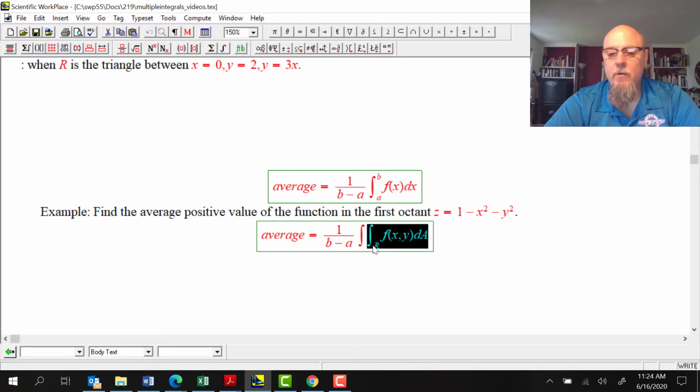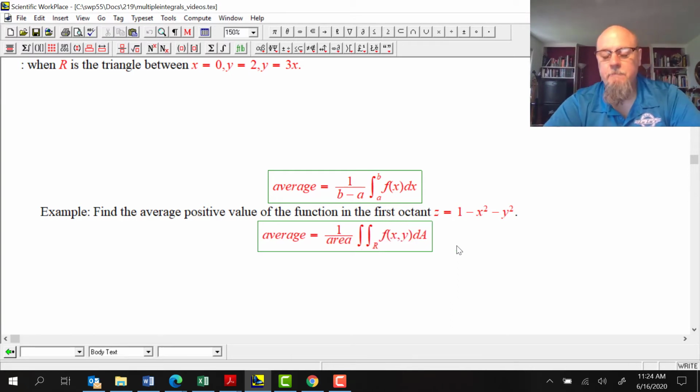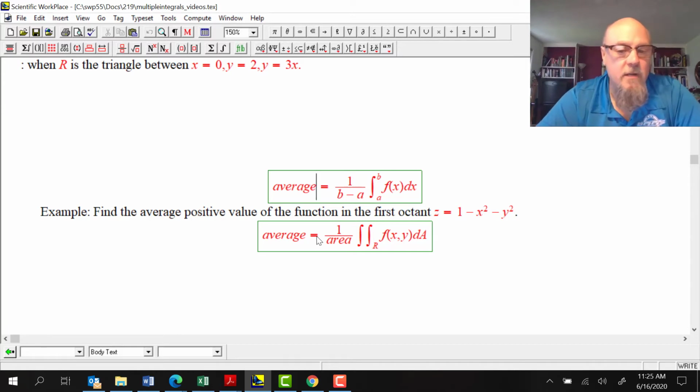I want to divide it out not by the length but by the area. So this will be cubic meters divided by meters squared. That would give me the average height. Just like this gives me the average height, or average f value, this gives me the average f value. So this is the idea that we want to talk about here.